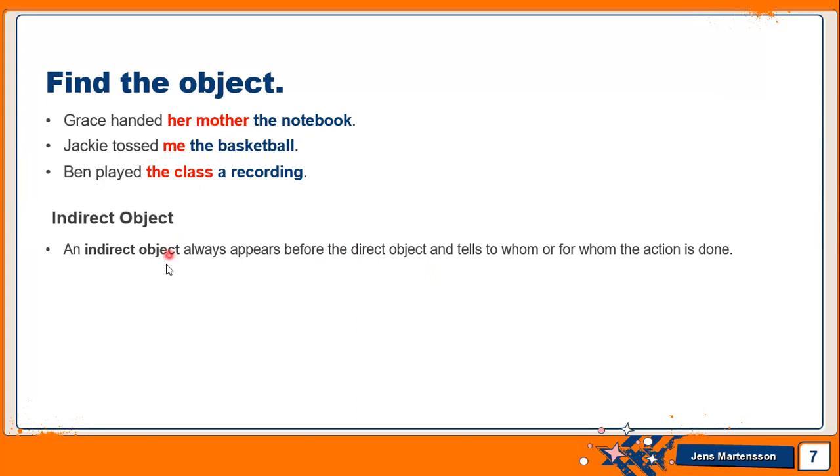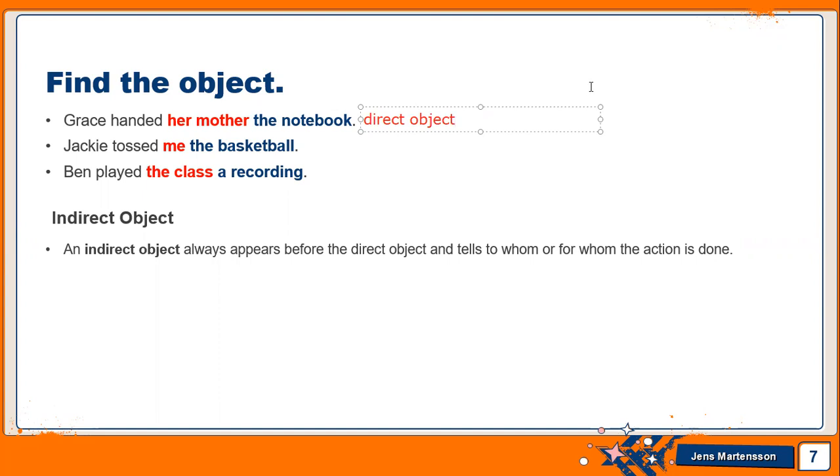The indirect object comes before the direct object and tells to whom or for whom the action is done. So her mother is the indirect object. The notebook is the direct object. So Grace handed what? The notebook. So this is, let me write it for you. This is the direct object.